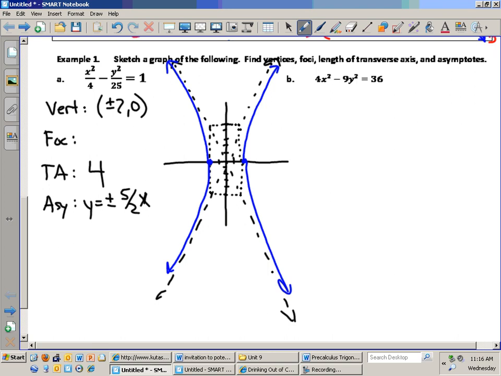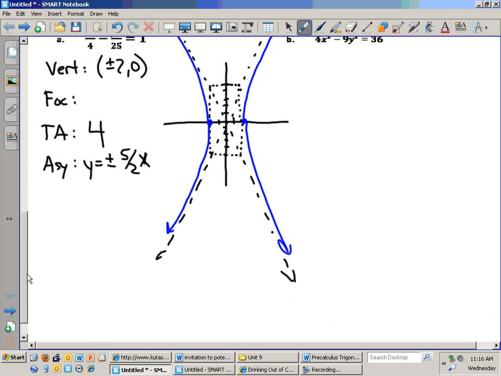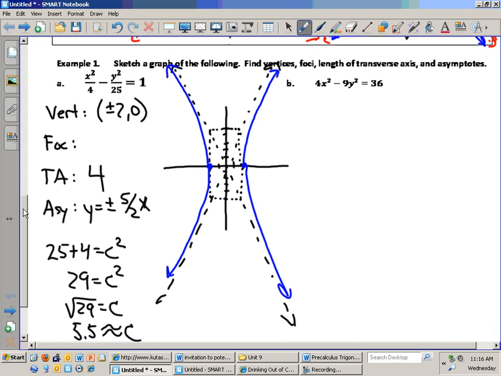Foci. I got to find them. How do you find them? a squared plus b squared is c squared, so 25 plus 4 is c squared. 29 is equal to c squared. So the square root of 29 is equal to c, about 5.5, I suppose. So the foci are plus or minus square root of 29, 0. I'll plot those in red. I'm going to go over 5.5 units. So those foci sit quite a ways from the vertex, which makes it a much larger shape.